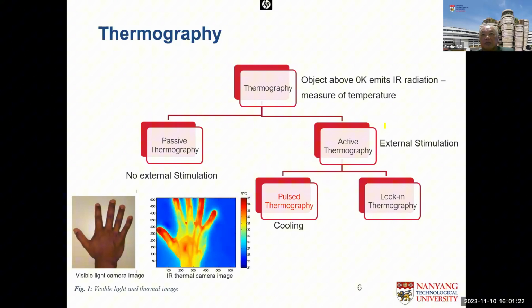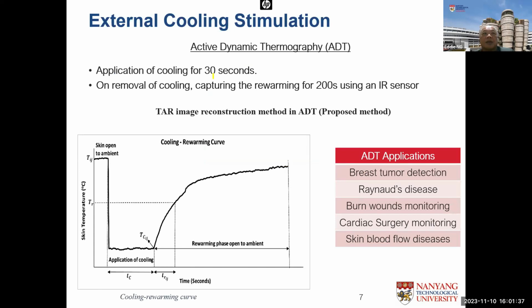We are talking about active thermography. We have two types: pulse thermography with the cooling technique that we are doing here, versus lock-in thermography. We are not using the lock-in technique. We apply cooling for 30 seconds, for example, then on removal of the cooling, we capture the rewarming for 200 seconds using the IR sensor. Then we have the so-called tissue activity ratio image reconstruction method that we derived, which I will share a little bit more about later on.